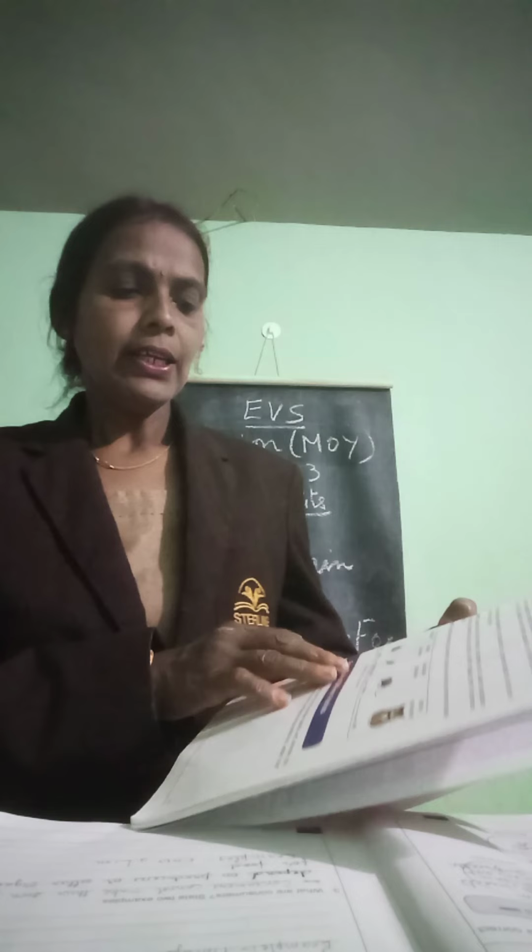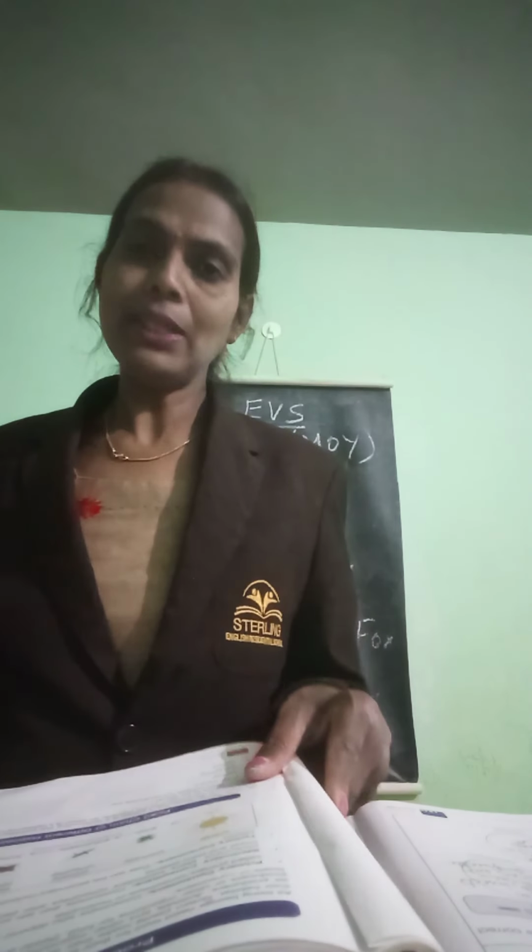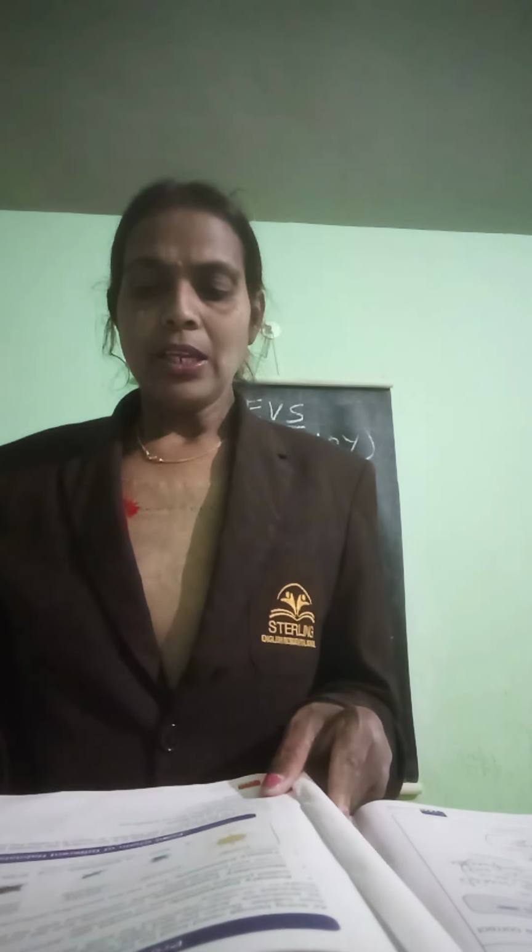Now see here children, this picture is showing producers and consumers. This is a green plant, it is a producer. The next is grasshopper, that is a primary consumer. Then grasshopper is eaten by shrew, that is a secondary consumer, and shrew is eaten by owl, that is a tertiary consumer. So there are three basic levels of consumers: primary, secondary, and tertiary.